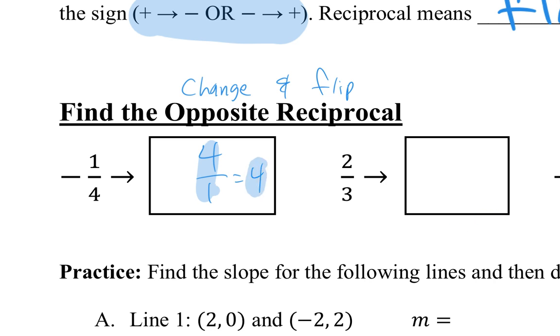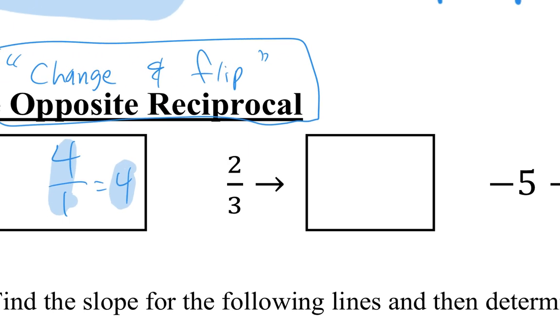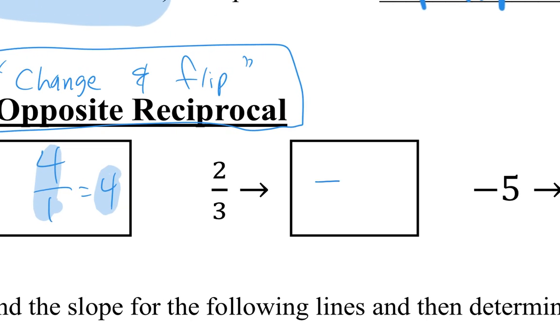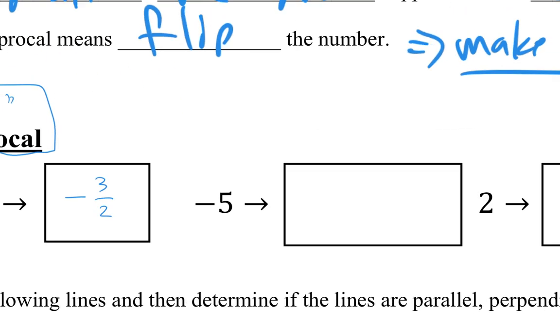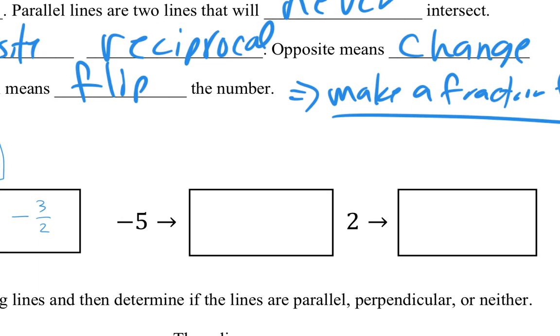Okay, so next, instead of a positive 2 over 3, it's going to be a negative 3 over 2. Instead of a negative 5, we said we're going to make a fraction first. So instead of negative 5 over 1, it's going to be positive 1 over 5. A common mistake would be to say just positive 5. All right, 2 over 1, negative 1 over 2.